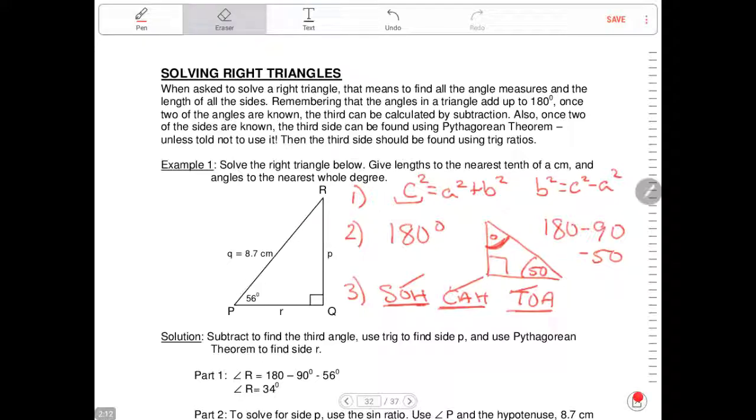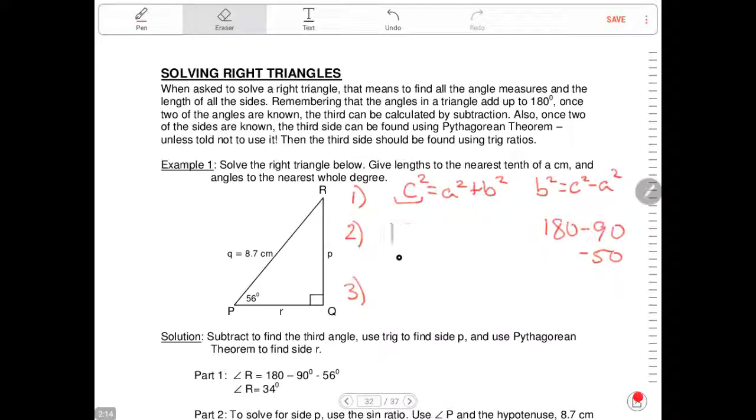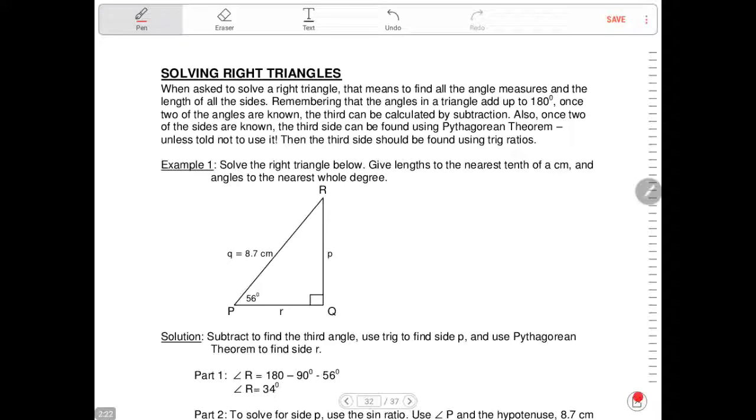Because what's about to happen to you now, if I erase this, you're going to be given a right triangle with various missing pieces. And the question is going to say, find everything. Now, this is why this is difficult for me, because I am not in front of you. And I want to say this: there is no absolute definitive way to go about doing this.